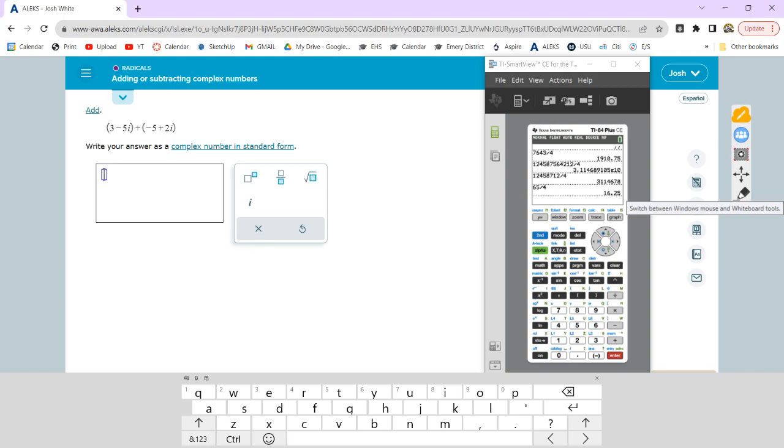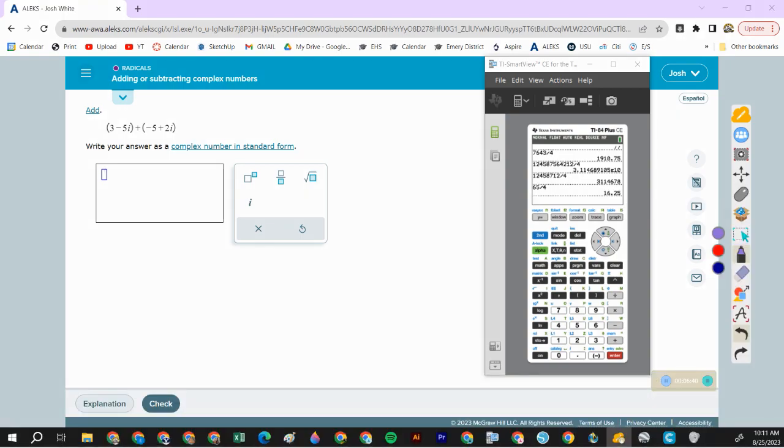Here we just combine like terms. We add real portions and imaginary portions. So 3 minus 5 is -2, and -5 plus 2 is -3i. Easy enough.